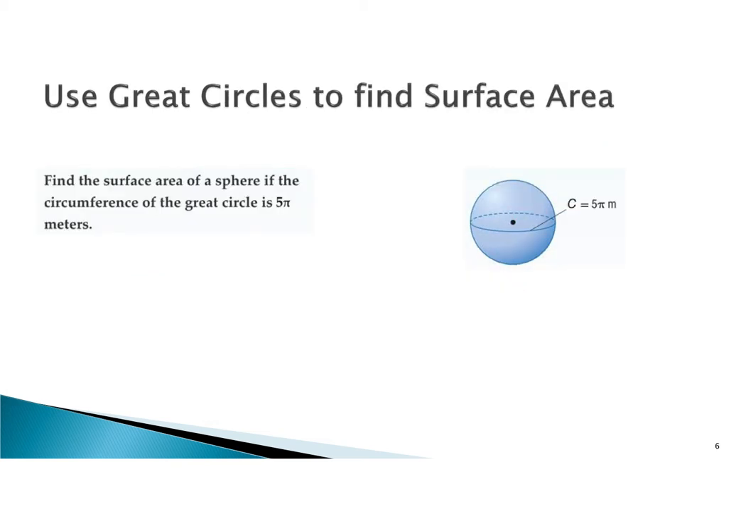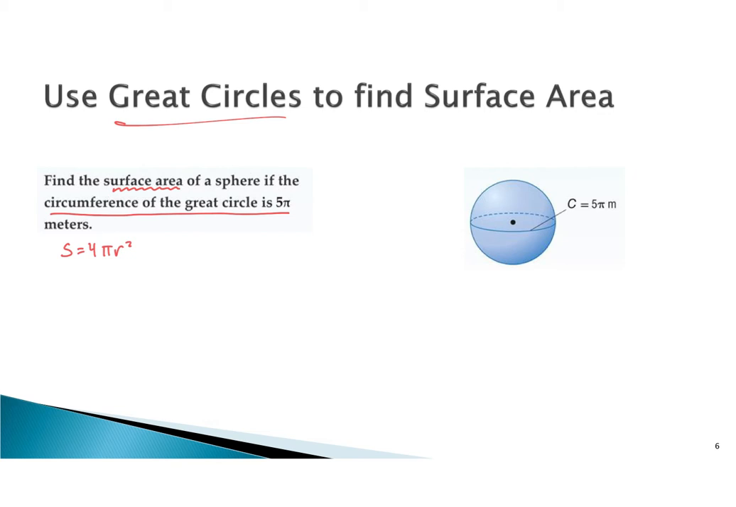Next one. Now in this one, we're going to be using the great circle. Okay, so in this problem, we are given the circumference of the great circle at 5 pi. So we want the surface area of the sphere, which means 4 pi r squared, but we have to deal with the great circle first. Now, the fact that you need to remember here is that the great circle has the same radius as the sphere. And so if we can find the radius of the great circle, then we have our missing radius for the sphere.